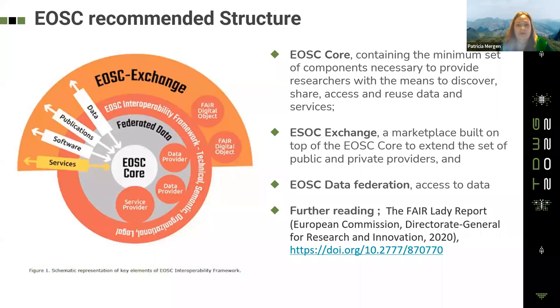So there has been work before on defining an EOSC recommended structure, where they defined three major components. The EOSC core, which contains the minimum set of components necessary to have a minimum viable EOSC, so that the researcher can discover, share, access, and reuse the data and services. Then there is an additional layer, the EOSC exchange, which is a sort of marketplace and catalog with all kinds of services on top of the EOSC core that can be extended to be used by a wider public and private provider. And then, of course, they also need an EOSC data federation to access the data.